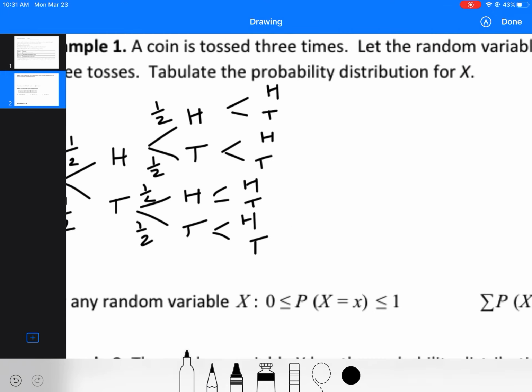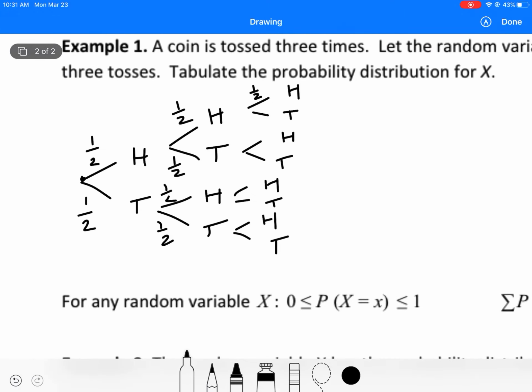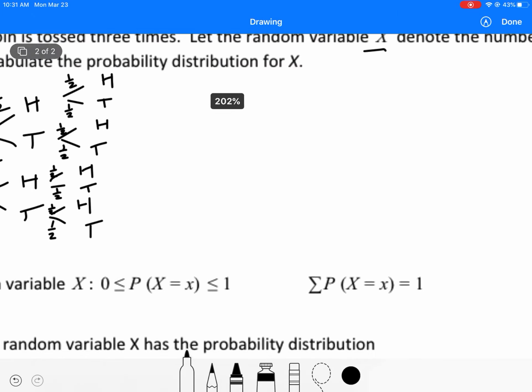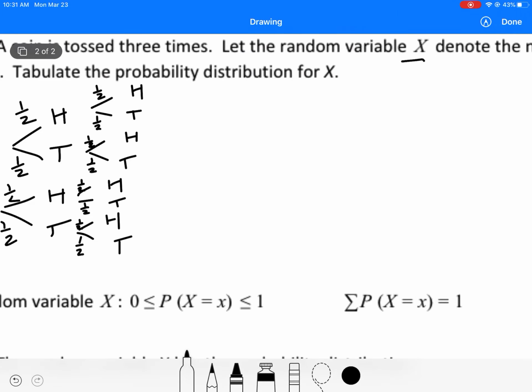head, tail. This is really similar to the work that we did in the last unit, just some different notation and different charts that we're going to create. We've got a half for all of those because the next flip doesn't depend on the previous flip. So what we're going to do next is create a probability distribution. A probability distribution looks like this.